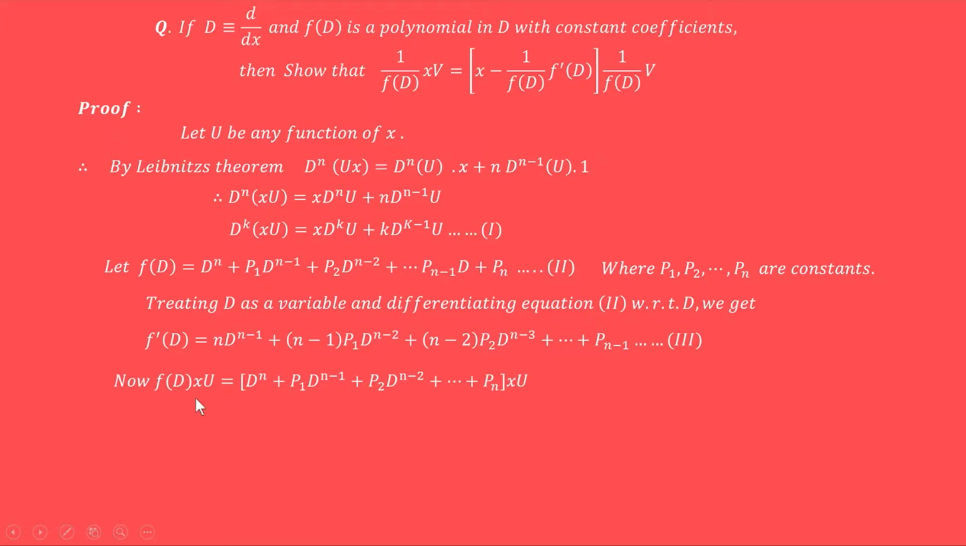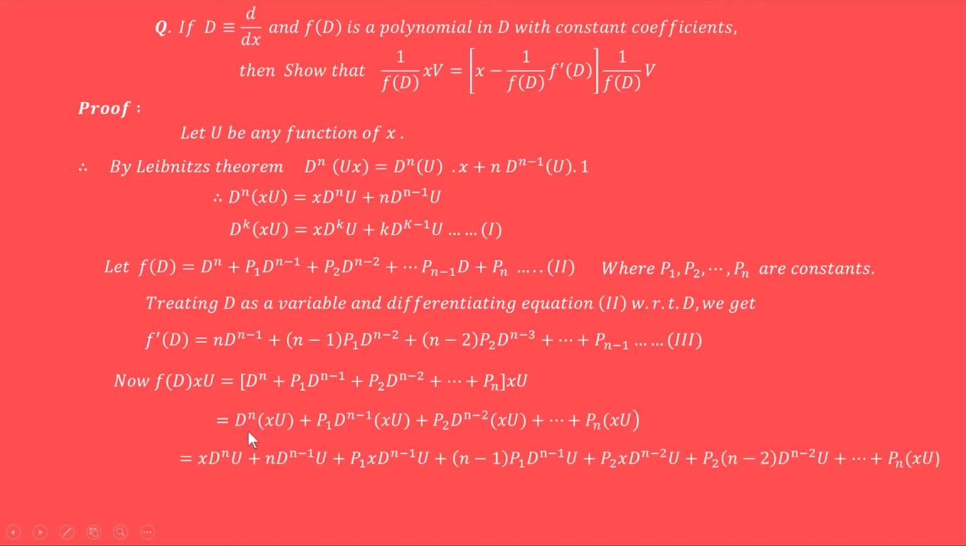Now f of D into x into u is equal to, now we have to find this value, f of D into x into u. You know f of D, so put that value here. This is f of D, a polynomial in D, which is D raised to n plus p1 D raised to n minus 1 plus p2 D raised to n minus 2 plus and so on up to pn, the bracket complete, into xu. Take this xu inside. So we get D raised to n xu plus p1 D raised to n minus 1 into xu plus p2 D raised to n minus 2 into xu plus and so on, plus pn into xu.